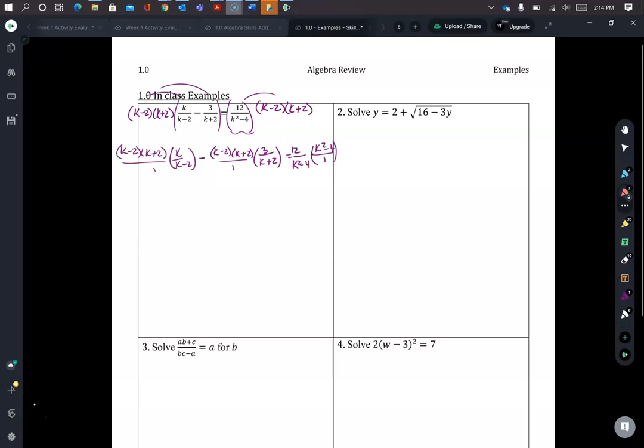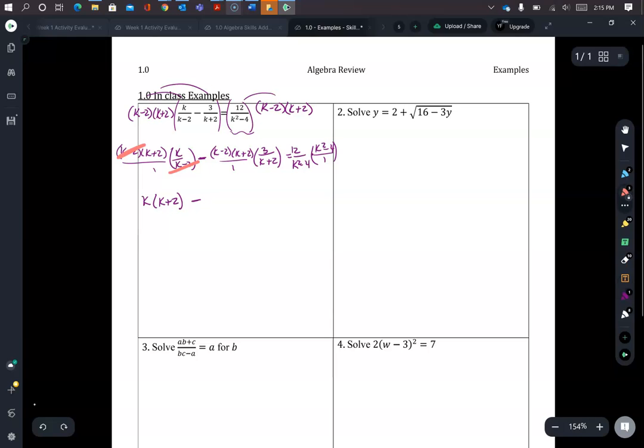Okay, so on this one, I rewrote everything. I have a k minus 2 times k plus 2 times k over k minus 2. So I'm going to go ahead and cross out the k minus 2's. That leaves me with k times k plus 2. I'm just using my commutative property there. Be careful here. Now you're going to bring down the minus.